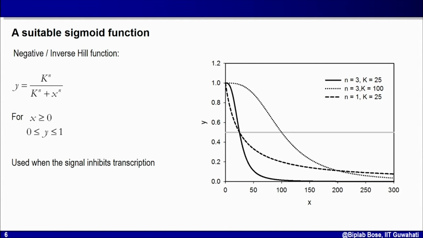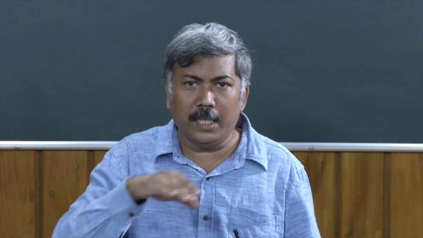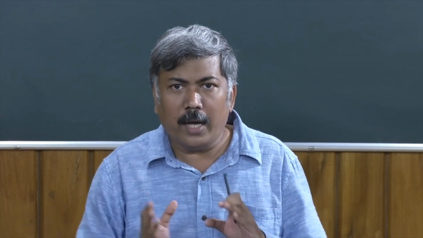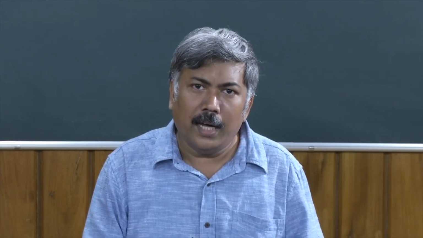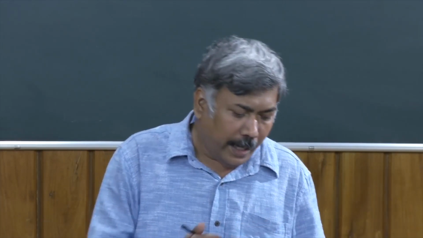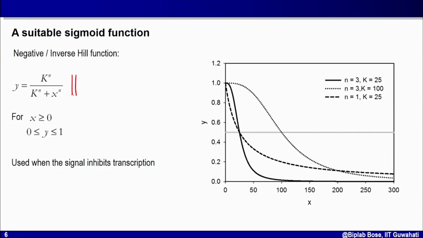Now remember, for induction it is a sigmoidal rise. As the inducing signal increases, you have a sigmoidal rise in the output, the rate of transcription. But for an inhibitory signal, the rate of transcription drops, so I require another function. I can tweak the Hill function and get this inverse Hill function, where you don't have x to the power n in the numerator. Rather you have k to the power n, the Hill constant to the power n, divided by the same denominator, k to the power n plus x to the power n.